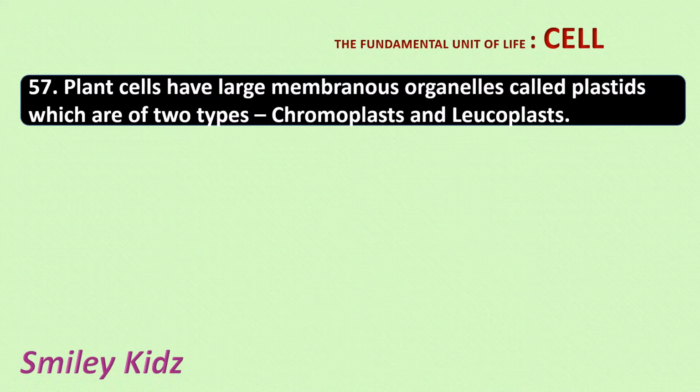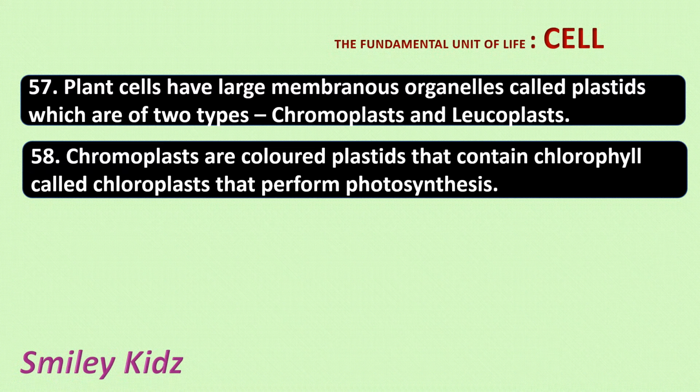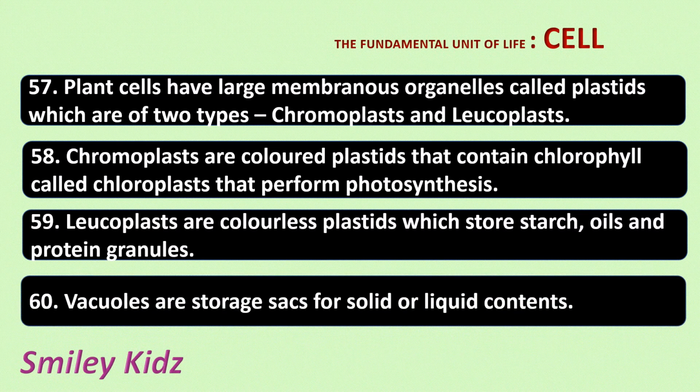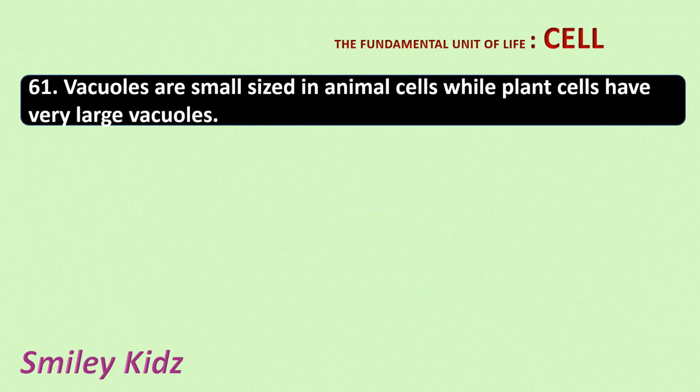Plant cells have large membranous organelles called plastids, which are of two types, chromoplasts and leucoplasts. Chromoplasts are colored plastids, and those that contain chlorophyll are called chloroplasts, which perform photosynthesis. Leucoplasts are colorless plastids which store starch, oils, and protein granules. Vacuoles are storage sacs for solid or liquid contents. Vacuoles are small in animal cells, while plant cells have very large vacuoles.